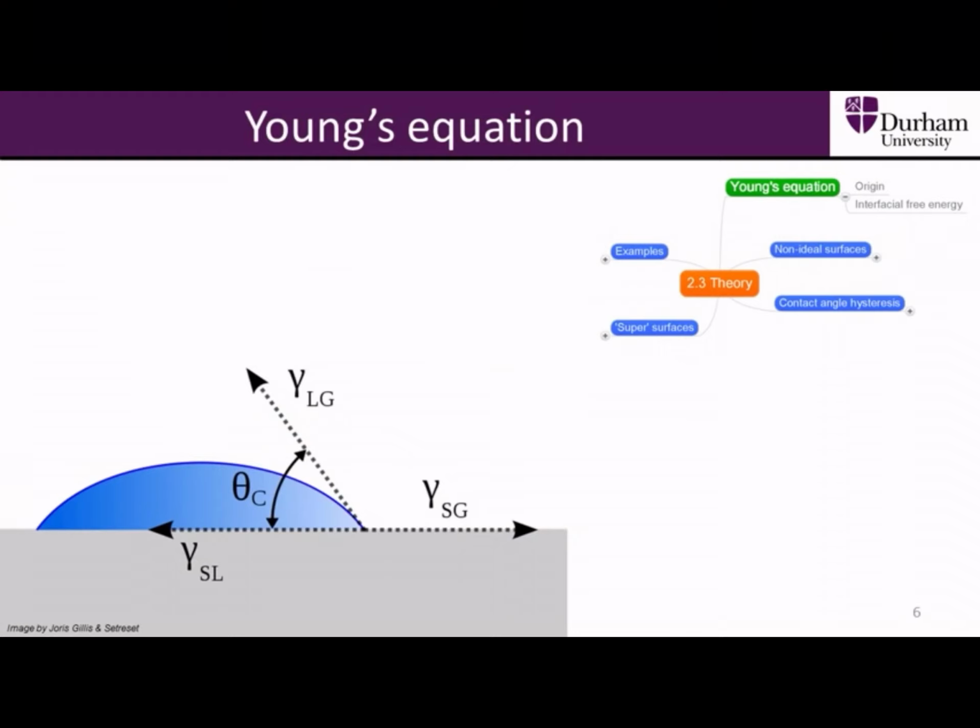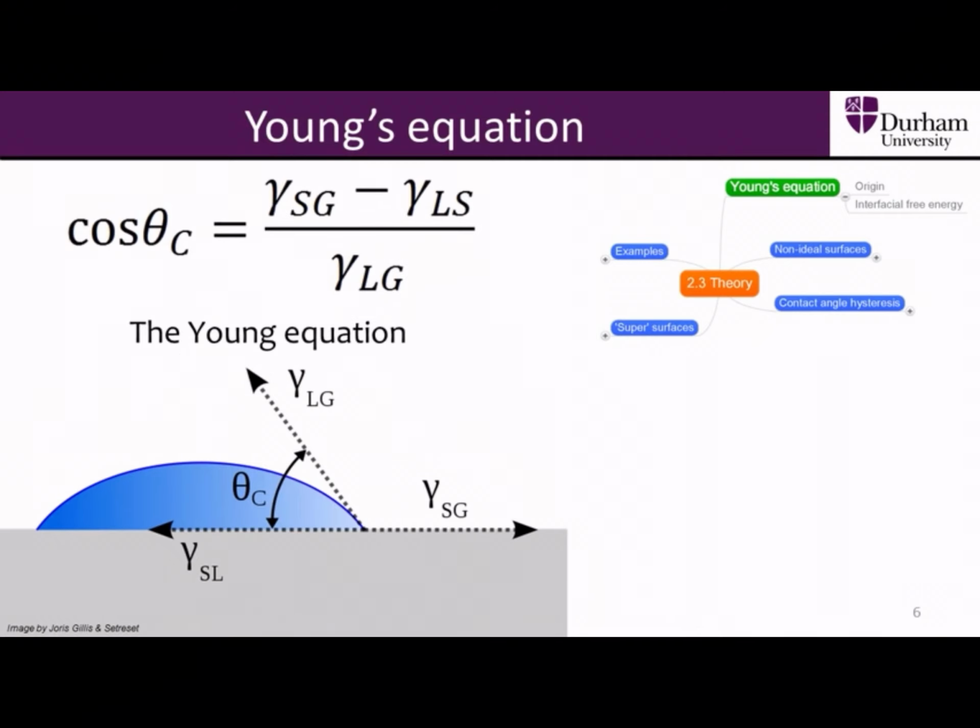To calculate the contact angle of water on an ideal surface, we use Young's equation. The equation uses the interfacial free energy values of the solid-liquid, solid-gas, and liquid-gas interfaces to calculate contact angle. Interfacial free energy, also known as surface or interfacial tension, is a measure of the energy required to create a unit area of the interface, measured in joules per meter squared. The interfacial tension can equivalently be considered as a force acting on a line of unit length of the interface, measured in newtons per meter.